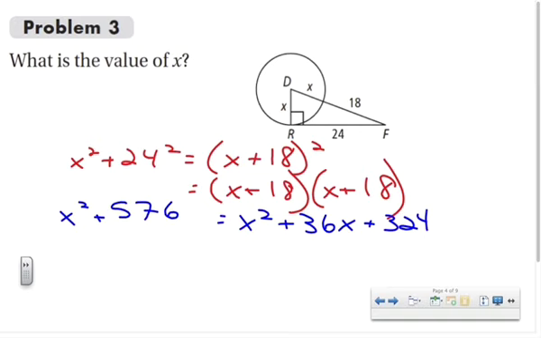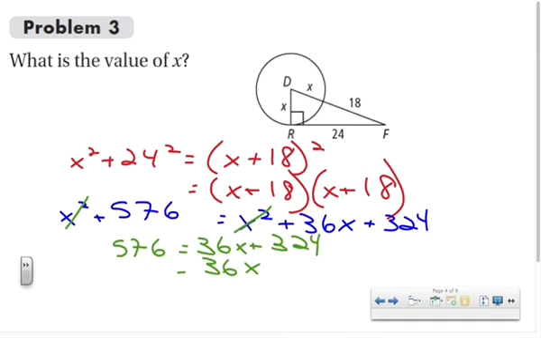And some of you might be looking at this equation and thinking, oh, I hate quadratics. Well, you're going to see them again in Algebra 2 next year. But the good news is, look at this equation. Something fantastically convenient is about to happen. The x squareds cancel out, and I'm just left with a nice, pretty linear equation. So 576 equals 36x plus 324. 36x is 252. So x is 7.